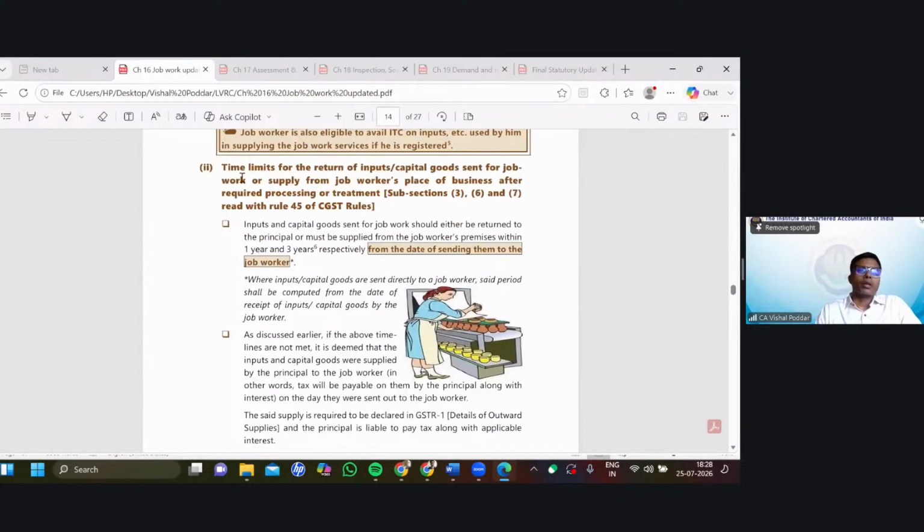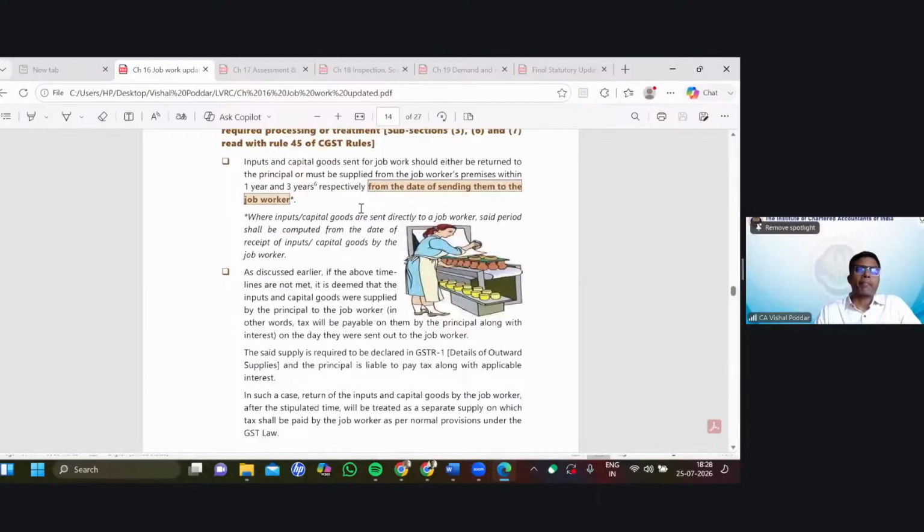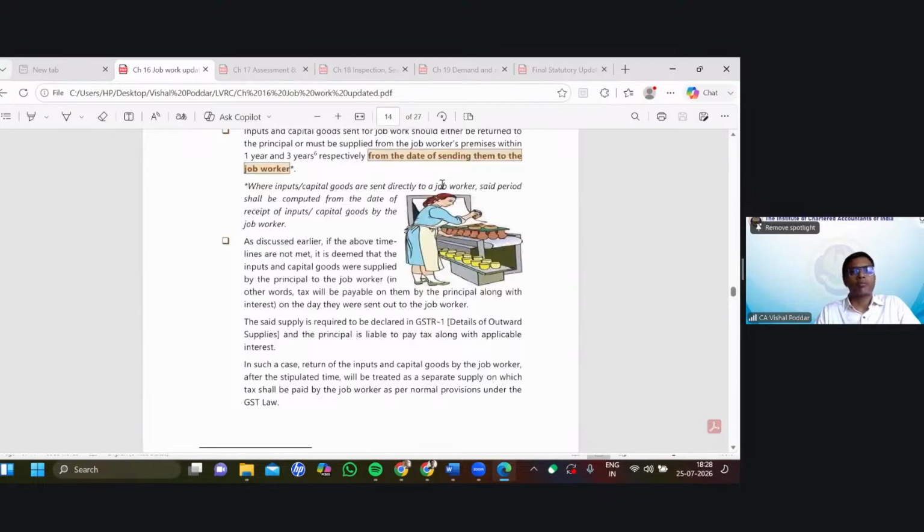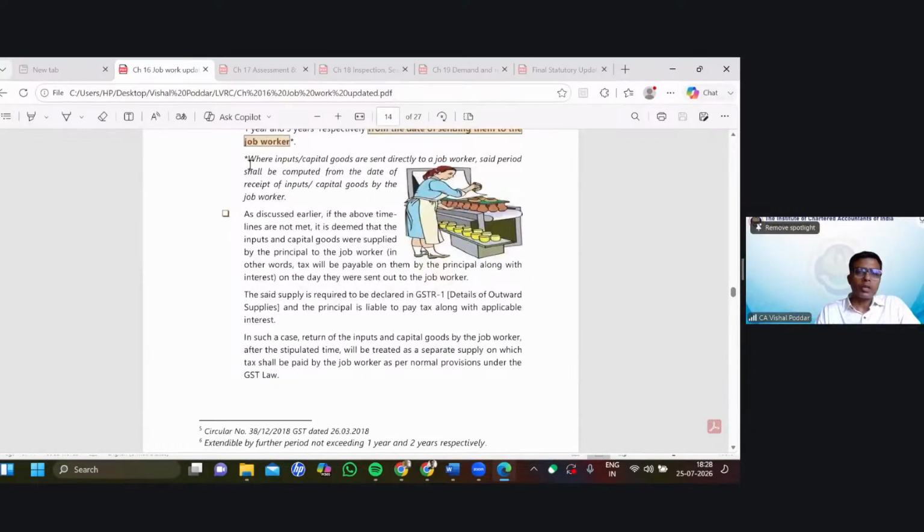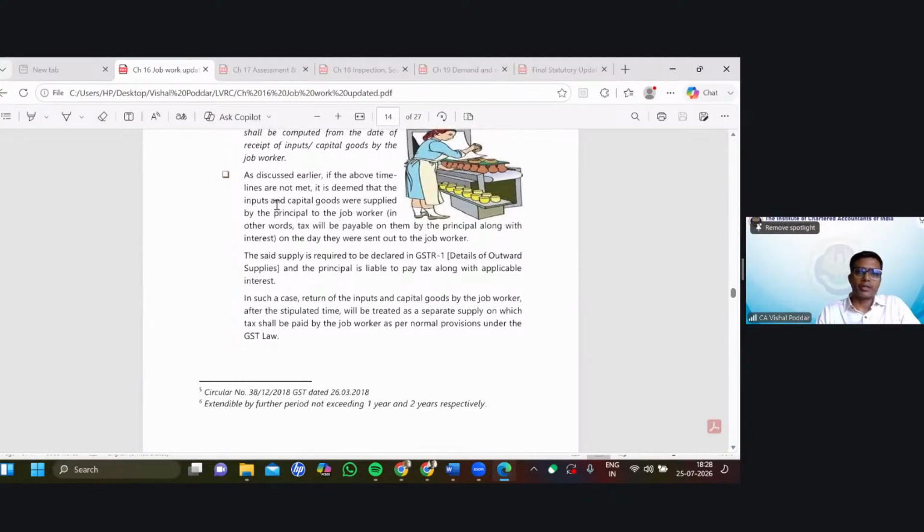Now, time limit for return of inputs and capital goods sent for job work or supply, etc. This we have already seen above, that the inputs should be returned within 1 year and capital goods within 3 years from the date when they were sent. Where inputs and capital goods are sent directly to the job worker, this period of 1 year, 3 years will be computed from the date of receipt of these goods in the premises of the job worker. So where the supplier had directly dispatched it to the job worker, in that case, the 1 year, 3 years time limit is counted from the date of receiving these goods in the job worker's premises.